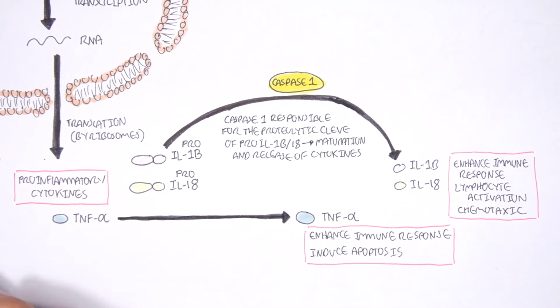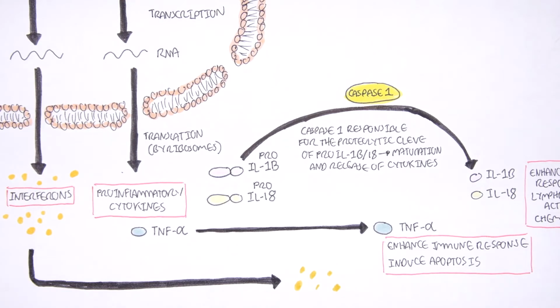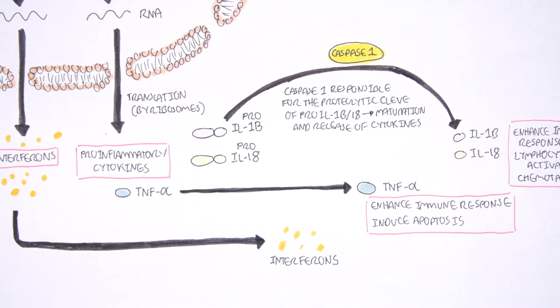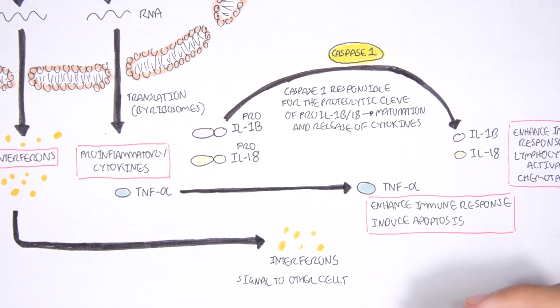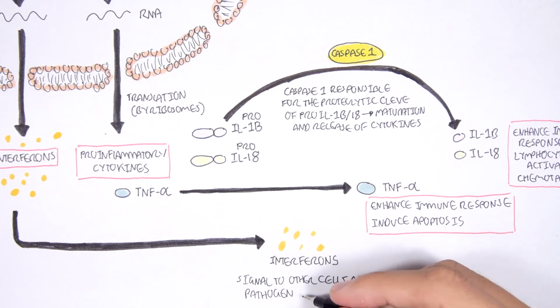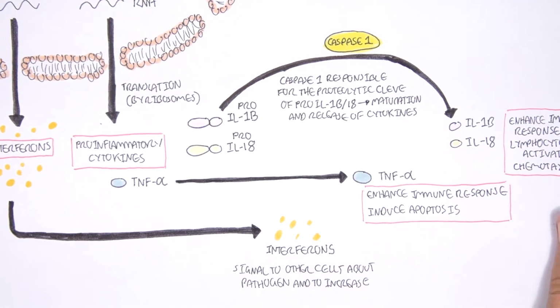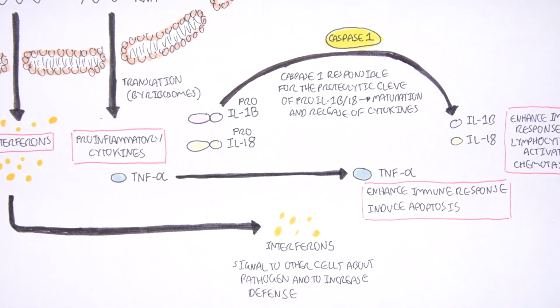Now let's talk a bit more about interferons. So interferons are produced when there's a viral infection. You see, the cell will produce interferons and will secrete interferons. These interferons will then signal to other cells about that specific virus and tell the cells to up their defense. So it's a very important communication sort of molecule.